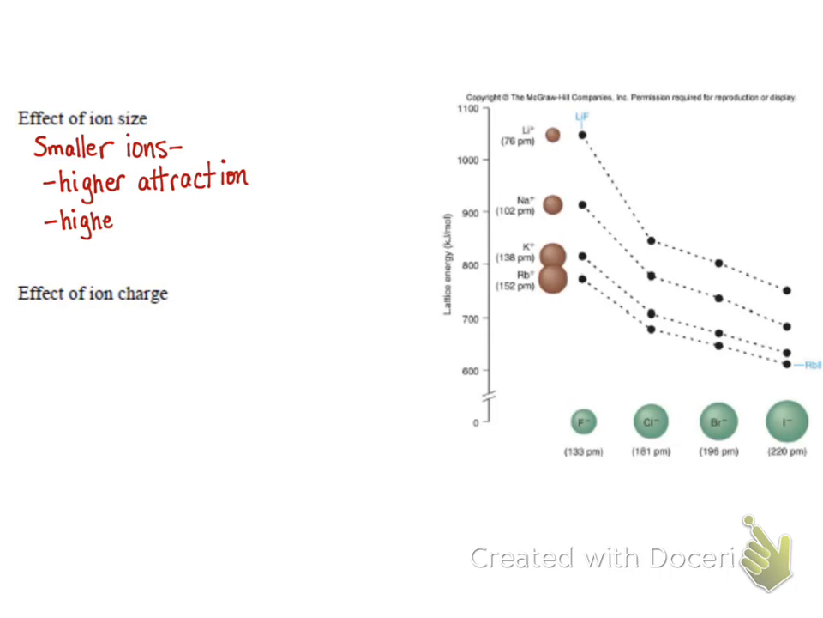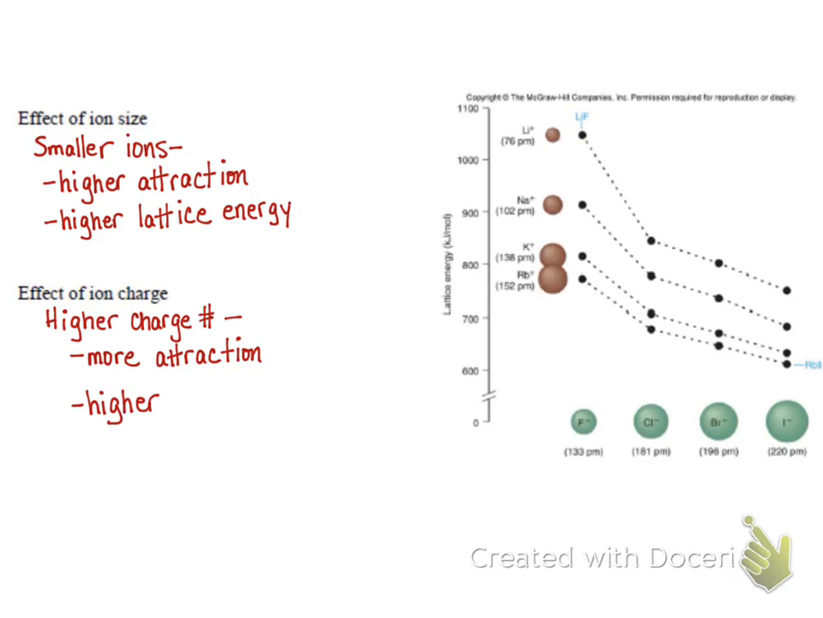Again, this says the same thing. Effective ion size: smaller ions mean higher attraction, higher lattice energy. And what this means is that if you have atoms that are smaller and they have higher lattice energy, they are going to have higher melting points. It's going to take more energy to make them melt. The bonds are going to be stronger. Again, higher charge number, more attraction, higher lattice energy.